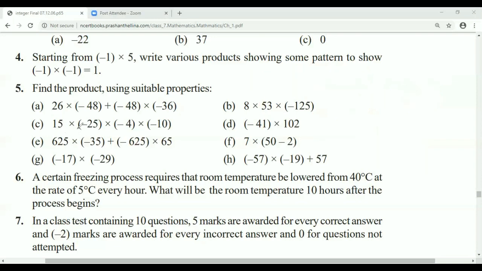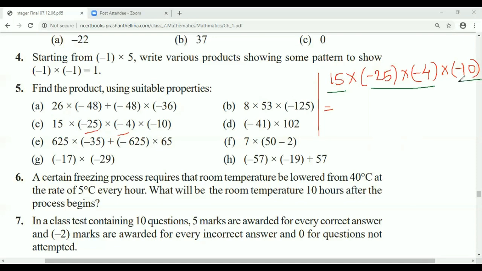Next question C. 15 into negative 25 into negative 4 into negative 10. Let's see, these are all multiplications, so there is no distributivity. We can rearrange the numbers, or we can use commutativity or associativity. You can multiply in any order. If you multiply 25 and 4, you will get a rounded figure. So the question is 15 into negative 25 into negative 4 into negative 10. I can write 25 and 4 together and 15 and negative 10 together. So I can write this as 15 into negative 10 into negative 25 into negative 4. I'm just rearranging the numbers, that's all.